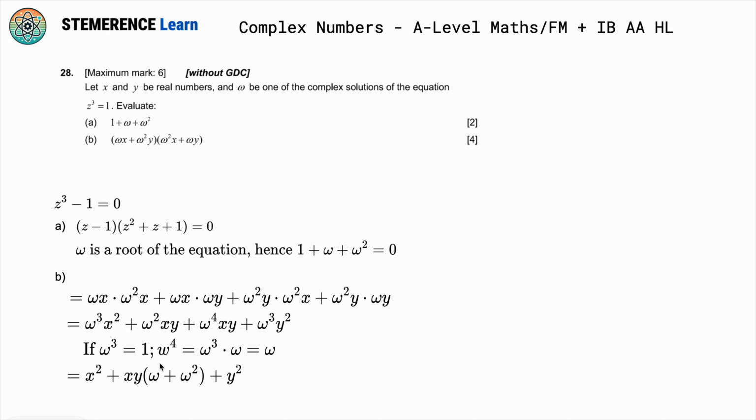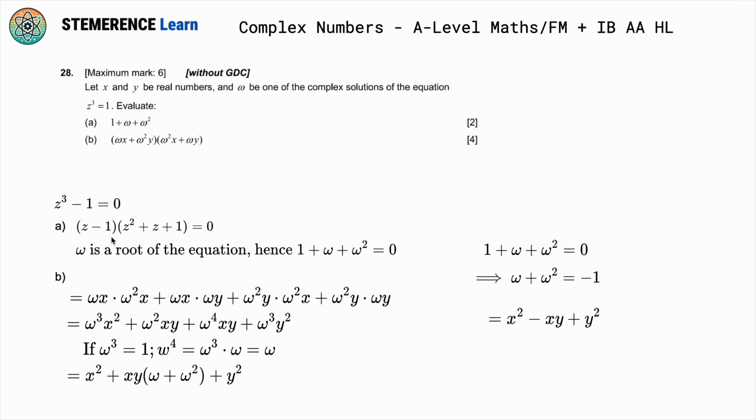So this should actually be an omega to the fourth, but since they're equal to each other, we take it like this. Now we use the result from part A, because if 1 plus omega plus omega squared equals 0, then omega plus omega squared equals minus 1. If we plug minus 1 into this factor of omega plus omega squared, we get minus xy, and hence the final solution is x squared minus xy plus y squared.